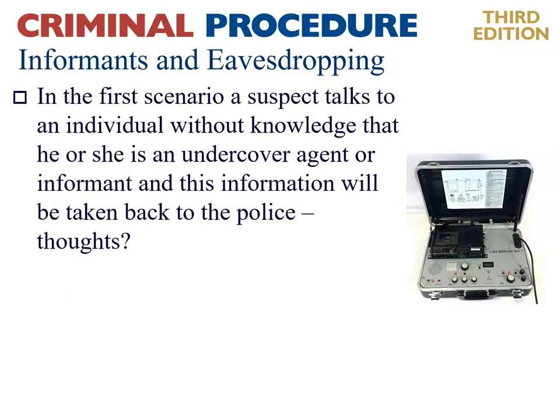A couple of other things. What about some other scenarios? And then we'll move on, talking more about informants and eavesdropping. In this first scenario, let's say that a suspect talks to an individual without knowledge that he or she is an undercover officer or an informant. And then after they talk, the information that the officer or the informant gleans is going to be taken back to police. Do you think that is a violation of unreasonable search and seizure? What do you think?